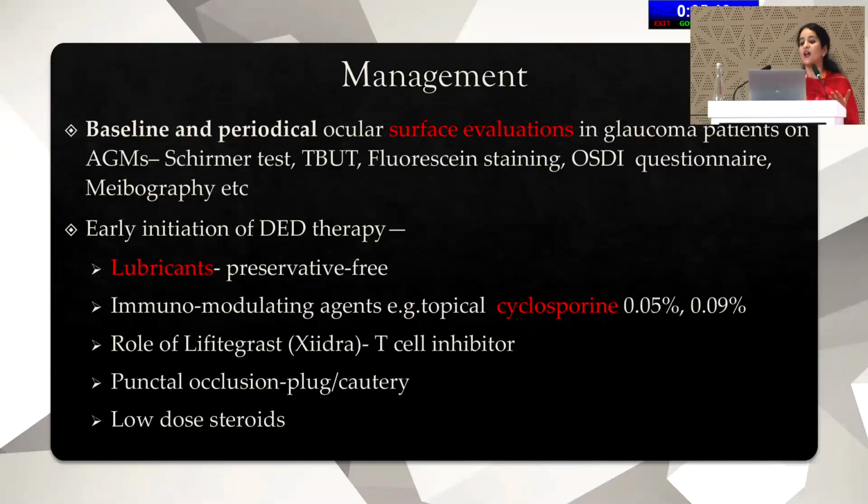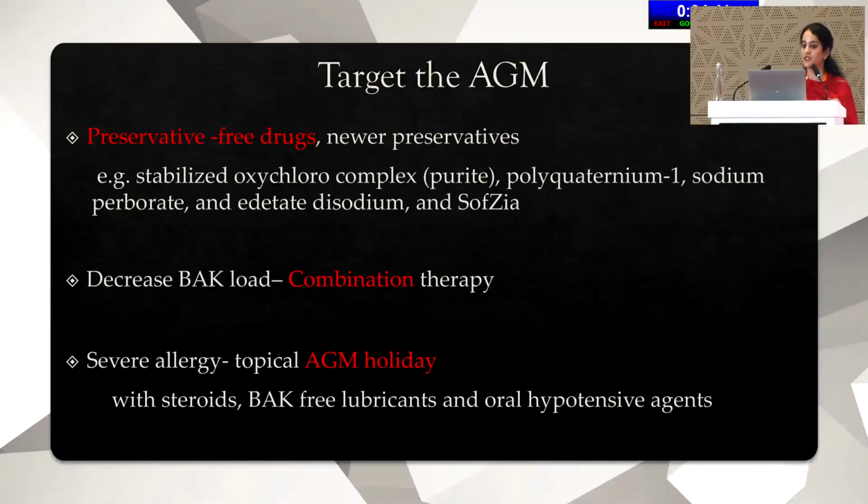Cyclosporin, Restasis 0.05%, has been known to have wonderful effects, especially in patients with severe dry eye disease or severe OSD in glaucoma, and it has been known to increase compliance and quality of life. The role of lifitegrast is something that's been studied now. Punctal occlusion can be performed, and also low-dose steroids for patients who are non-steroid responders. In these cases, the conjunctival health improves. This is of particular importance, especially when you're planning the patient for a surgical procedure.